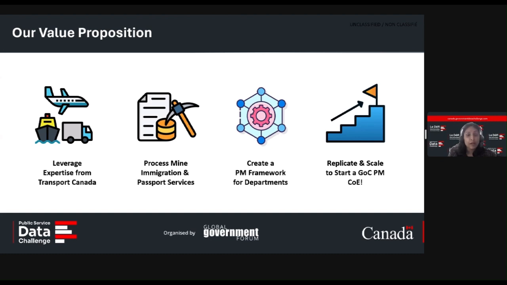We pioneer a groundbreaking process mining framework tailored specifically for the diverse needs of Government of Canada departments. Through data-driven insights, we empower decision makers to optimize processes and drive operational excellence to unprecedented levels. But our vision extends beyond mere optimization. We aspire to establish the Government of Canada Process Mining Center of Excellence, a hub where innovation flourishes, best practices are shared, and excellence becomes the norm across all departments.